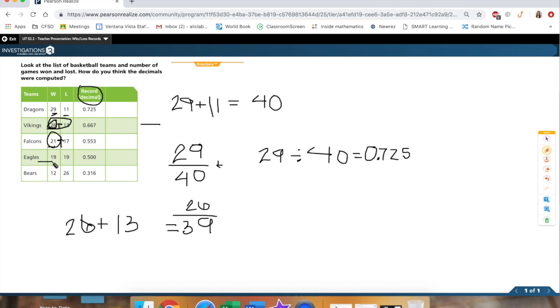And let's look at this Eagles one, 19 over 19, right? We know that if I win half of the games, 5/10 is equivalent to 1/2, right? I would still have to add 19 plus 19 and then have 19 over whatever 19 plus 19 is. Okay, and that's how you're going to figure it out on page 477, to find what the decimal equivalence is, and then you're going to rank which team won the most games, right? Here we already know that it's the Dragons because we were given the decimal equivalence. They won most of their games during the season.